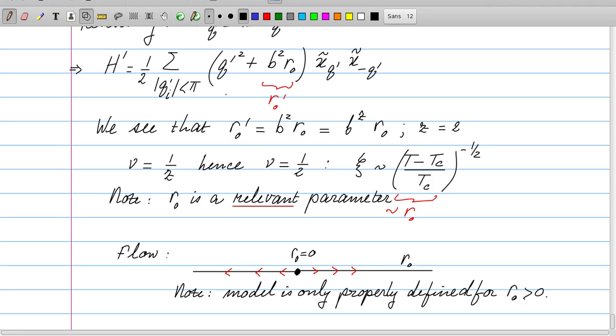We can also consider the renormalization flow, which looks rather simple. R0 is 0, so that's the critical point, so that's the same as t is tc. That's a fixed point, because when R0 is 0, it will remain 0. And if we move away from R0 is 0, then our deviation will be amplified by a factor of b squared. Recall that b is always greater than 1.